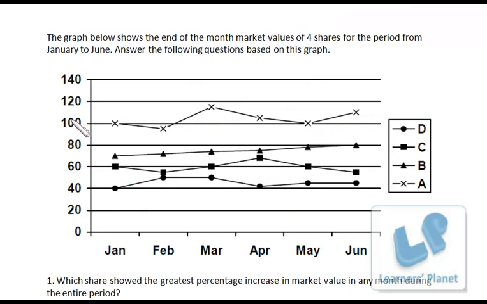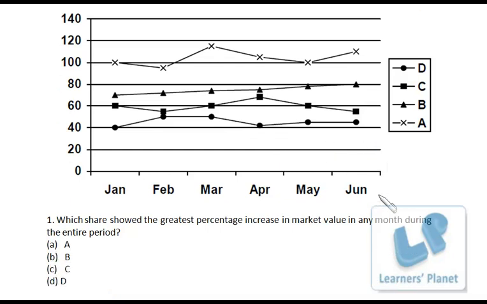Now let's take this set of questions. There are 3-4 questions in this set. The graph below shows the end of the month market value of 4 shares for the period from January to June, 6 months. Answer the questions based on this graph. So these are the share values of shares A, B, C, D. These are the values at the end of the respective months: January, February, March, April, May, June.